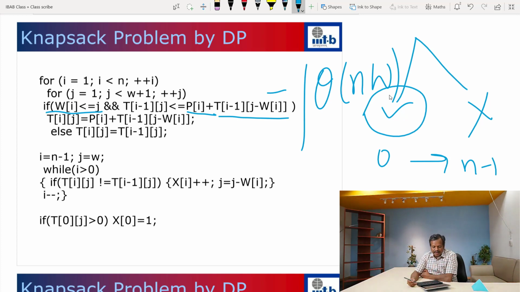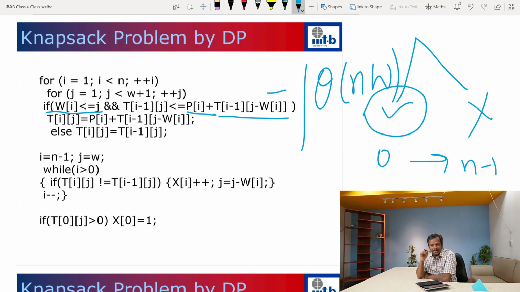Now, as seen earlier, we can also do backtracking to figure out which are all the items that I need to pick. So what's the maximum profit that I can get here? The maximum profit that I can get is T of n minus 1 comma W, which will be the maximum profit that I can make if I am given a knapsack of size W.